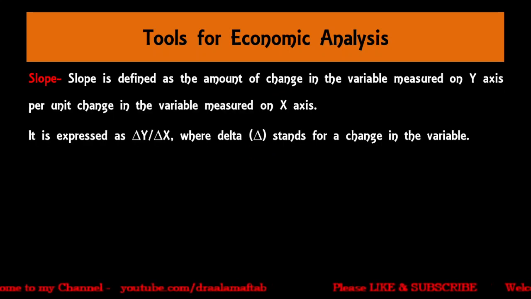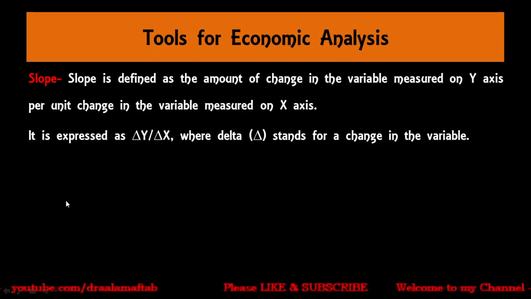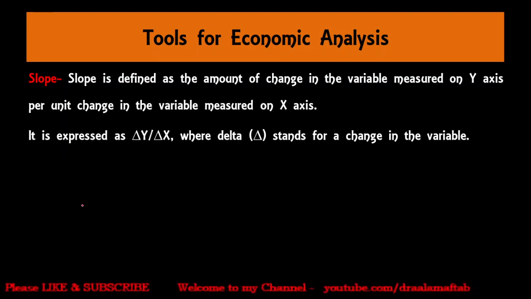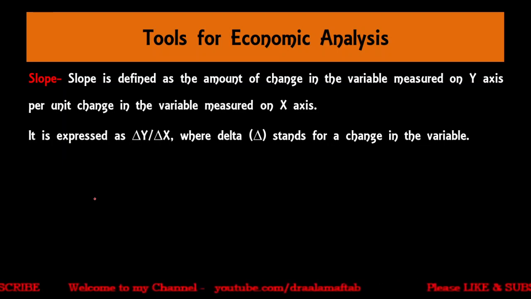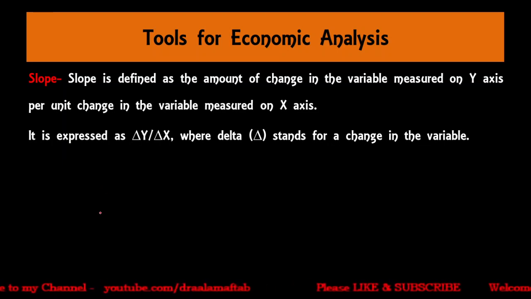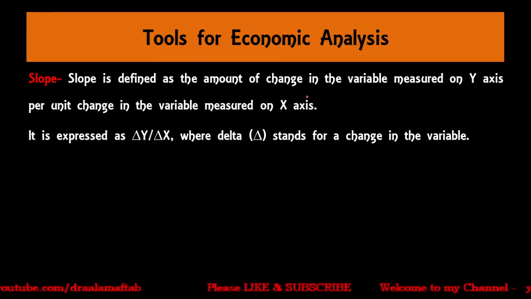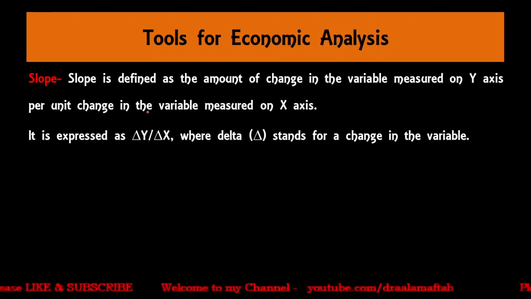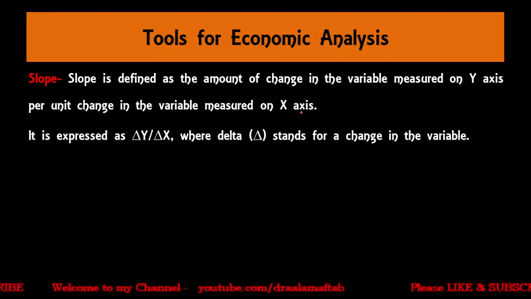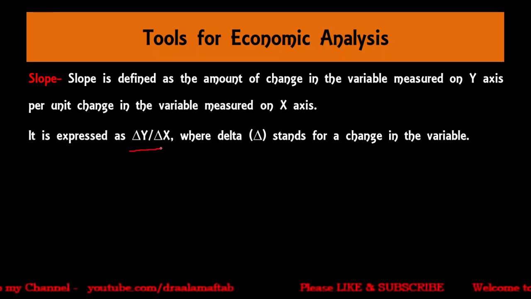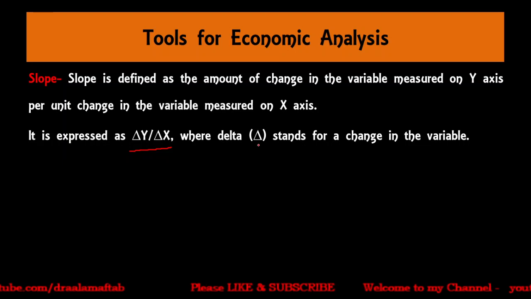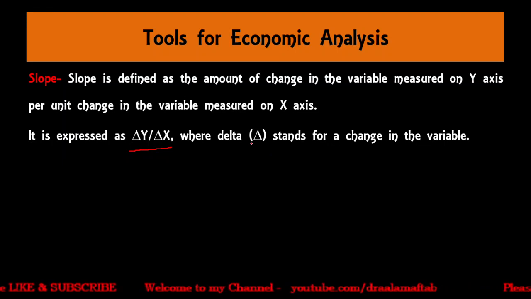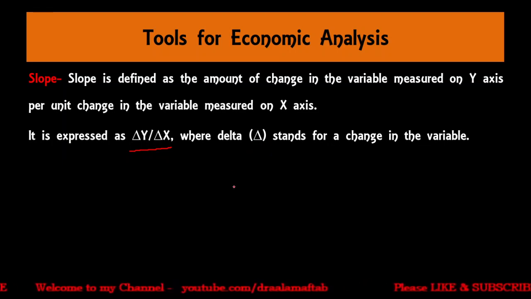Moving on to the next thing, that is slope. Slope is very important while understanding this concept of graphs, right? For a student of economics, it is very important to learn what slope is. Slope is defined as the amount of change in the variable measured on the y-axis per unit change in the variable measured on the x-axis, and it is expressed in this form: delta y upon delta x, where this delta, this triangle, is change. For change we use this delta sign.